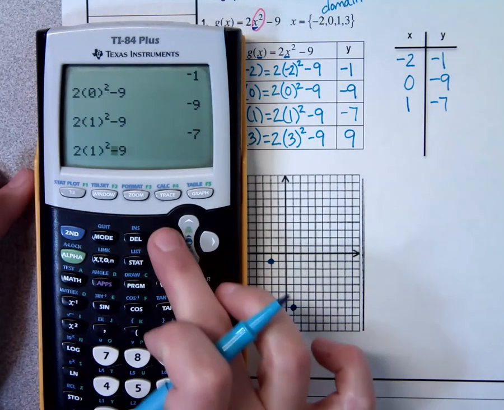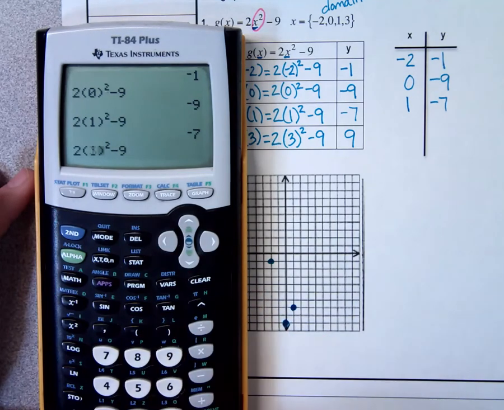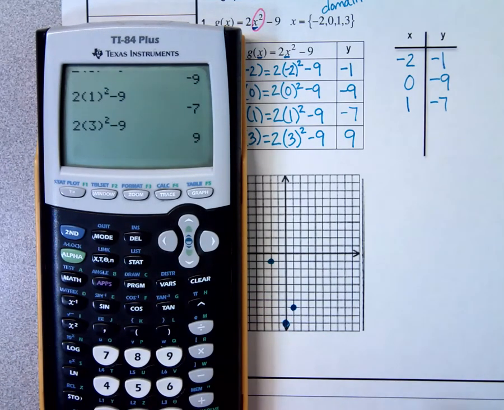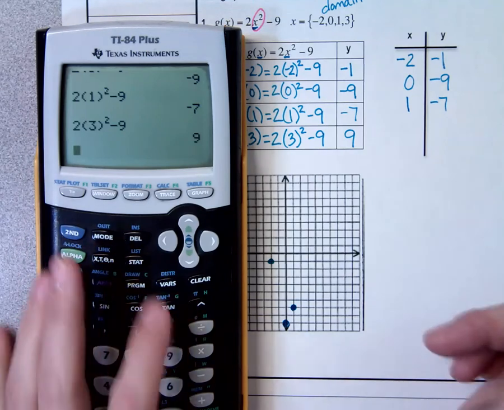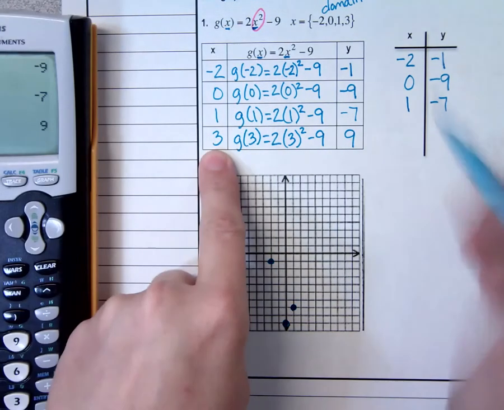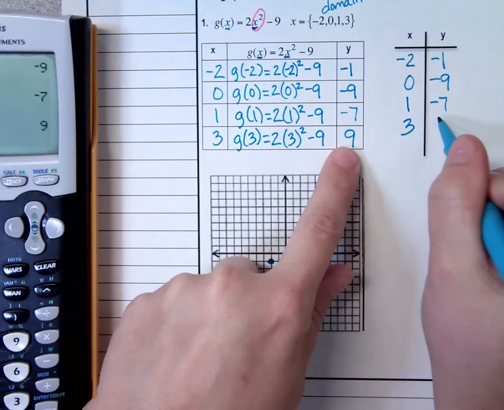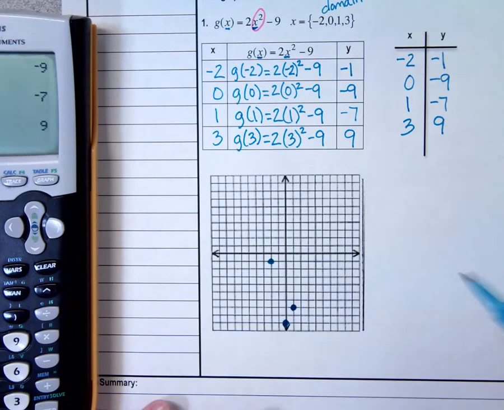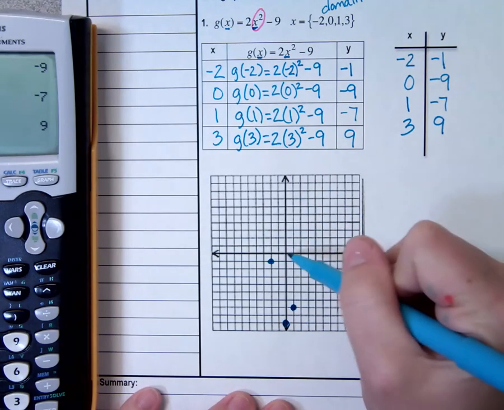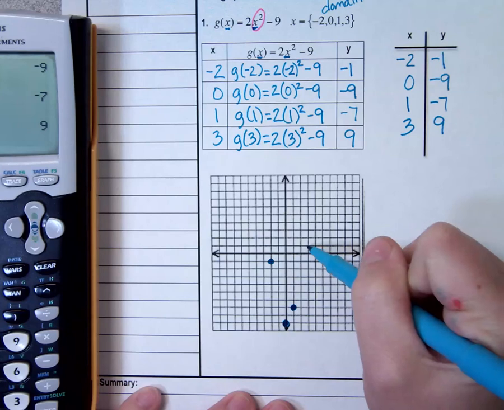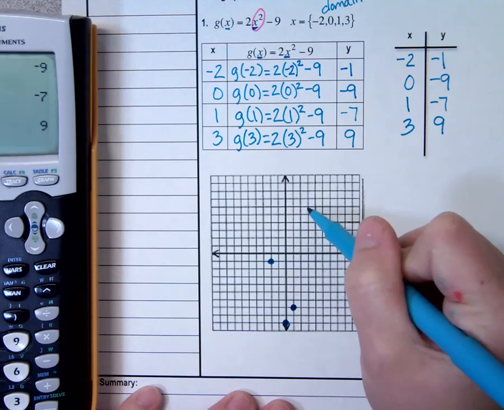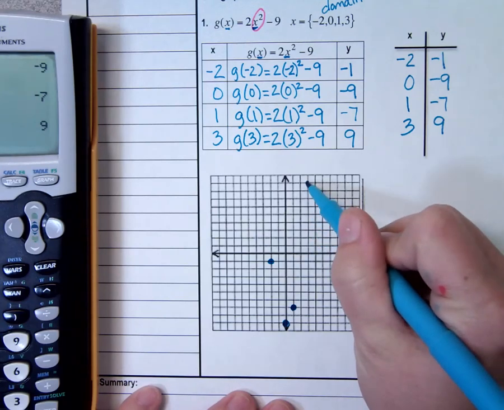Second enter, arrow over, over, over, over, plug in a 3. Voila! It's a 9. Man, we're good. So when our x is 3, our y is 9, and I'm going to plot that point, 3, 9. I go right 3 and up 9. 1, 2, 3, 4, 5, 6, 7, 8, 9.